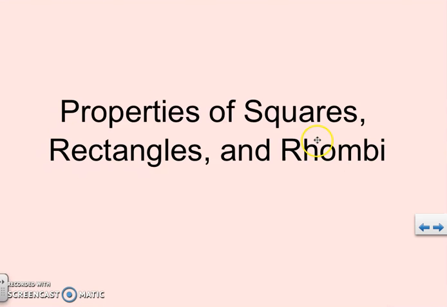Alright, so in this video we are going to learn about squares, rectangles, and rhombi, not rhombuses. Some important things: they're all quadrilaterals, so they have four sides, and they're also all parallelograms. So all the properties you learned about parallelograms are still going to be true in these shapes. We're just going to have more specific characteristics that we'll have to use, okay?